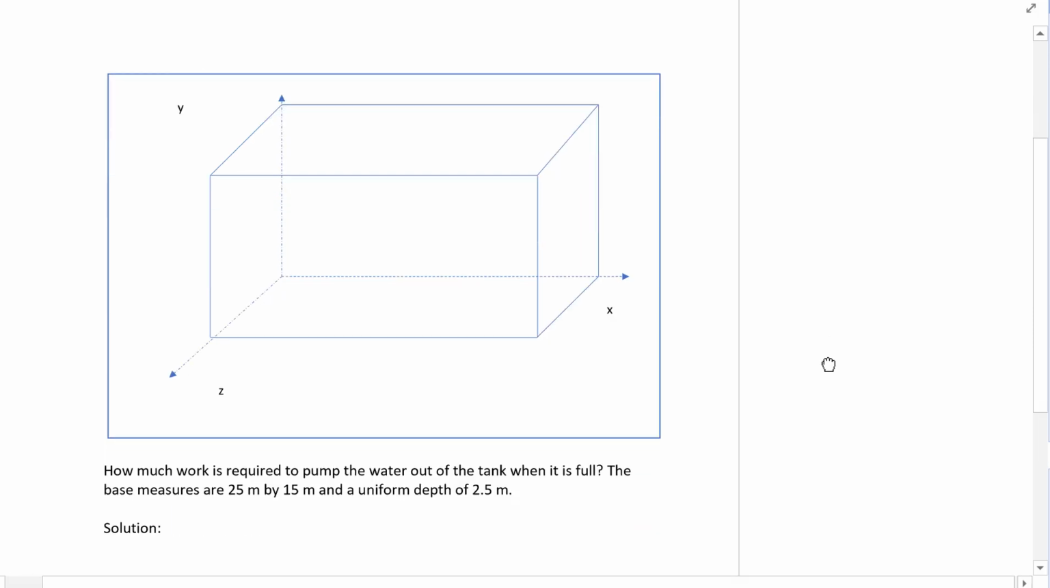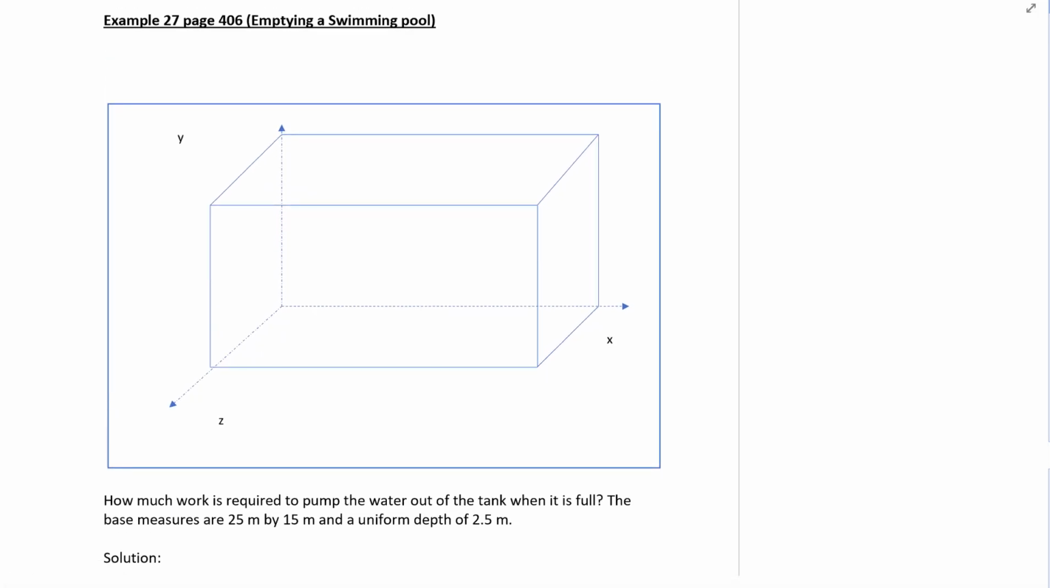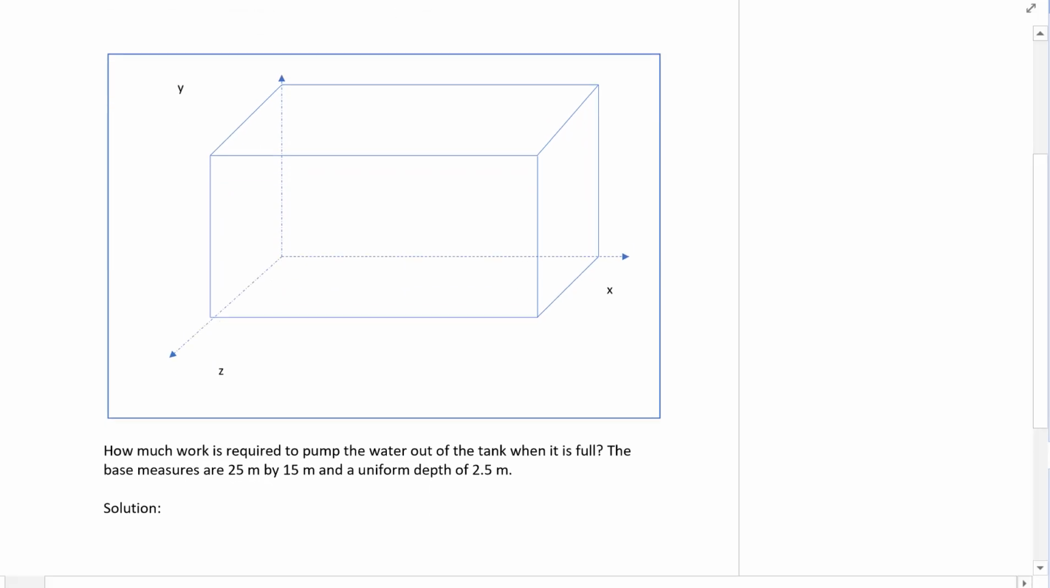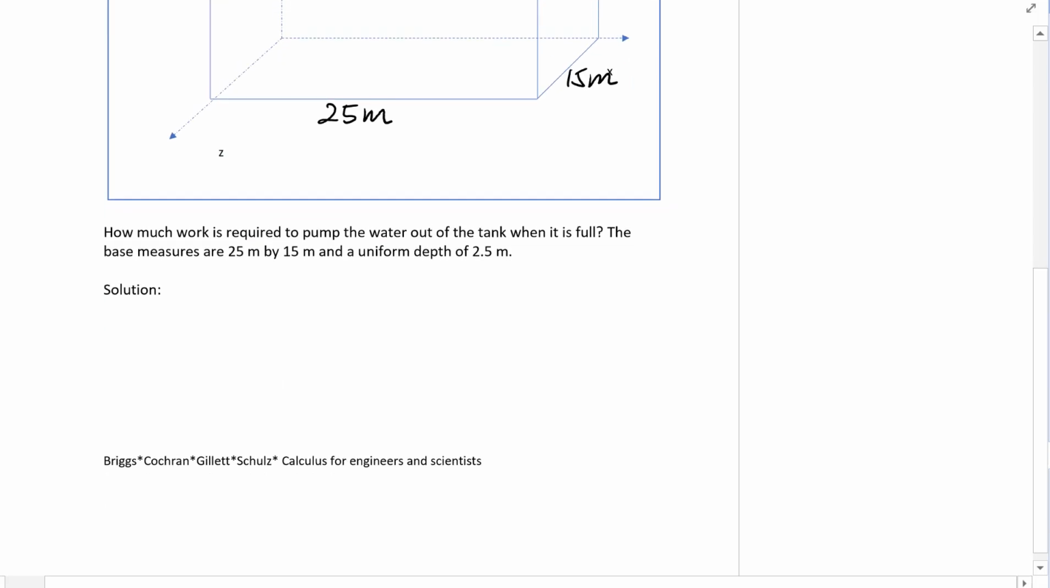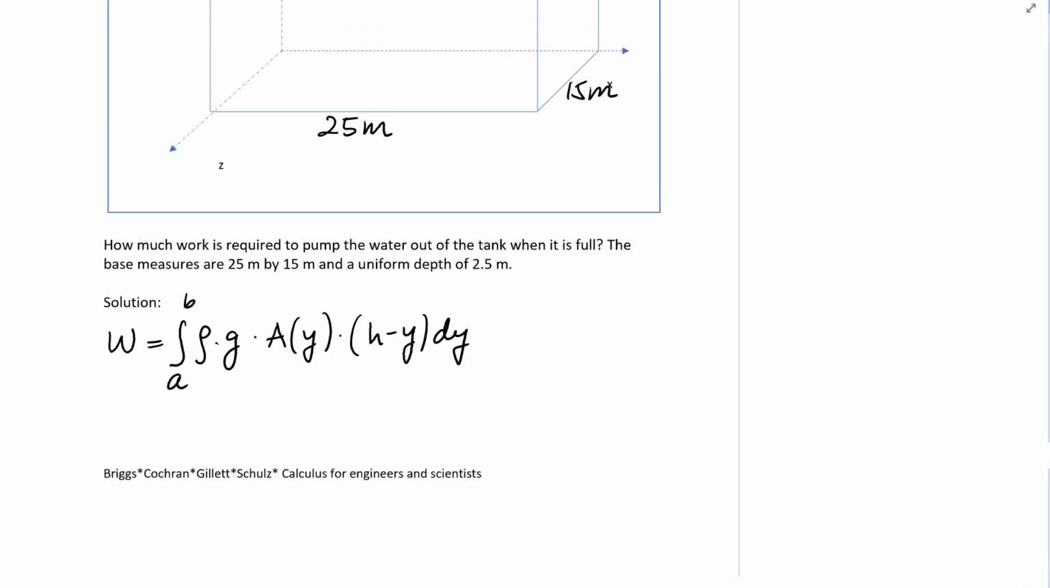Let's take a look at this problem. It says emptying a swimming pool, and we have this pool in XYZ. The problem says: how much work is required to pump the water out of the tank when it's full? The base measures 25 meters by 15 meters, and the depth is 2.5 meters. So we want to find the work. Let's write again the formula we saw before, which is the integral from a to b of rho and g of A of y, h minus y.